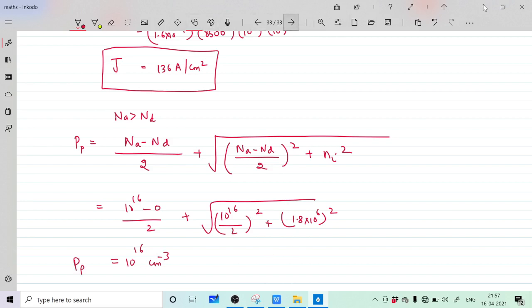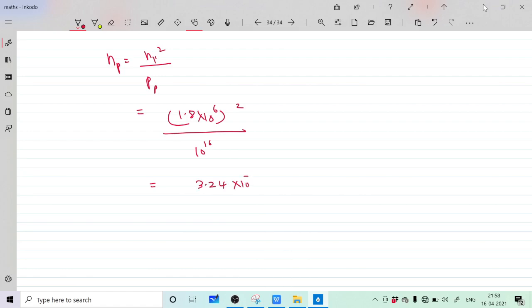Okay, we got Pp. Now Np is equal to Ni square by Pp, which is equal to (1.8 into 10 raised to 6) square by 10 raised to 16, which is equal to 3.24 into 10 raised to minus 4 per centimeter cube, Np.